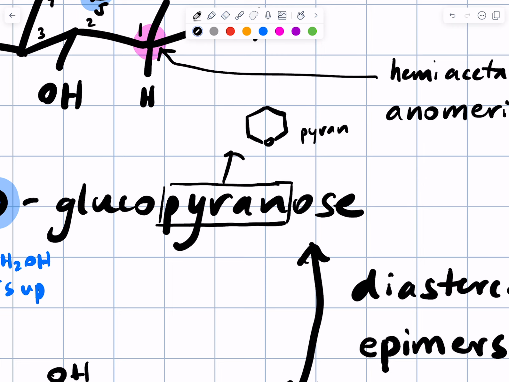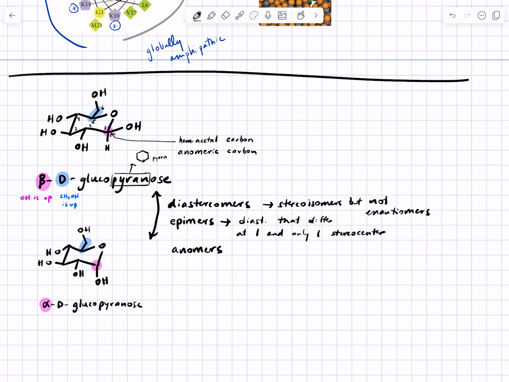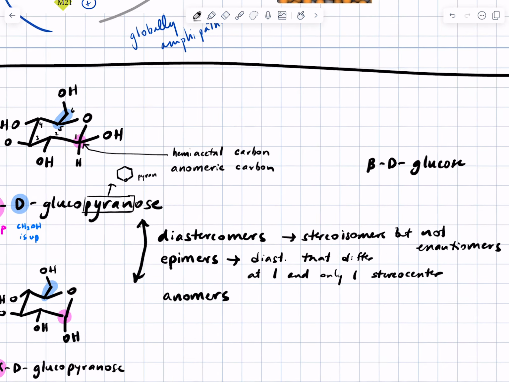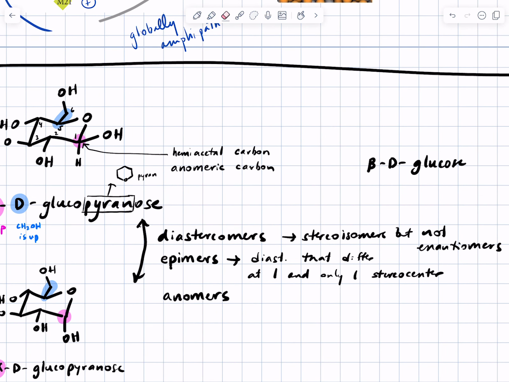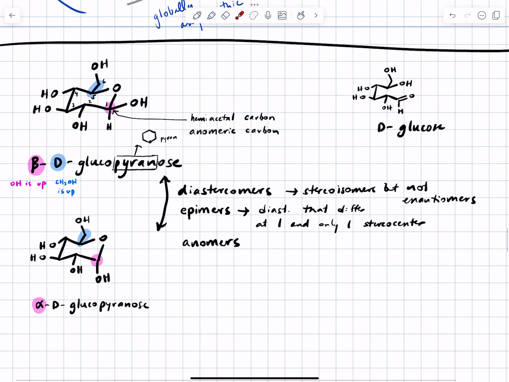If someone just wrote beta D glucose, technically by writing beta D glucose, and actually you couldn't write beta anymore because if it's not cyclic, there's no anomeric carbon. If someone were just to write D glucose, they would mean that your molecule is in its open chain form. So clues that you're dealing with the cyclic hemiacetal form are both the beta and the pyran.